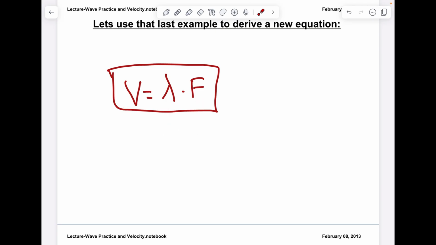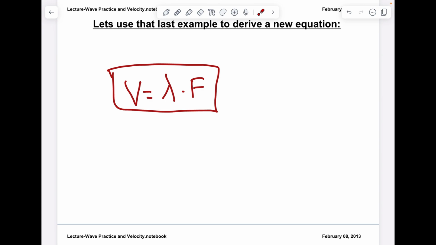So wavelength and frequency are inversely related, and the opposite's also true. If you make your waves longer, less of them can happen per second, because again, the speed of our wave is not allowed to change. It's constant. It's determined by the medium. So velocity is going to be wavelength times frequency.